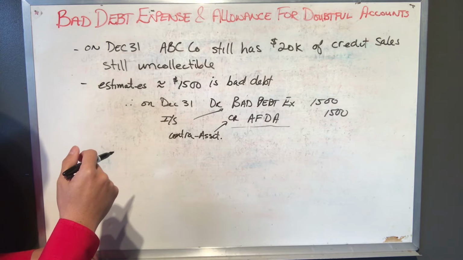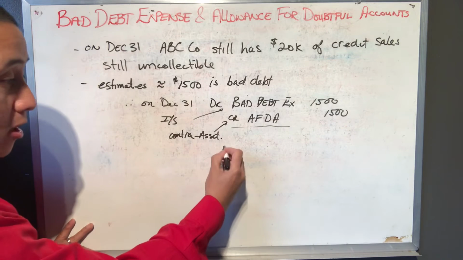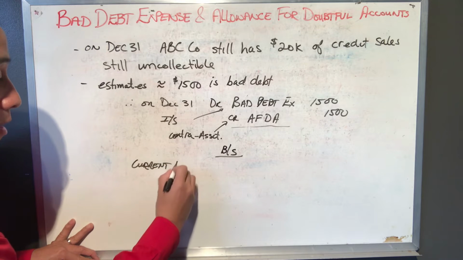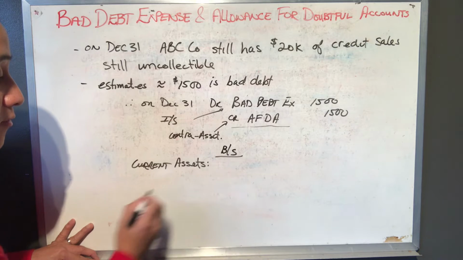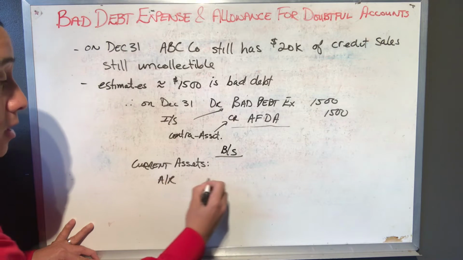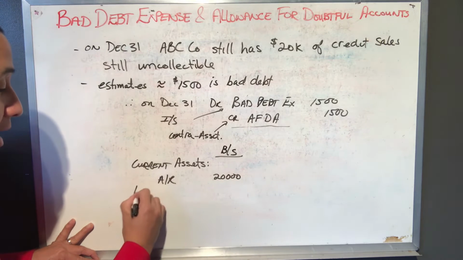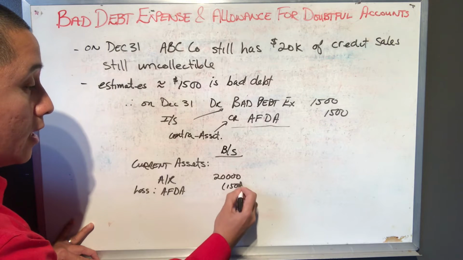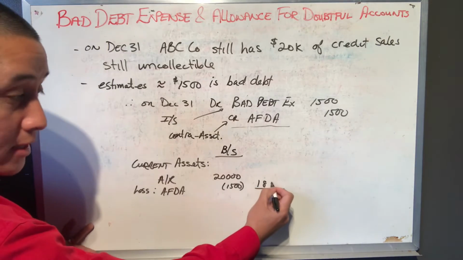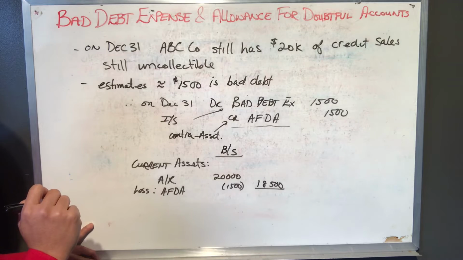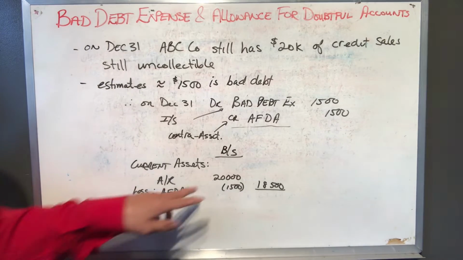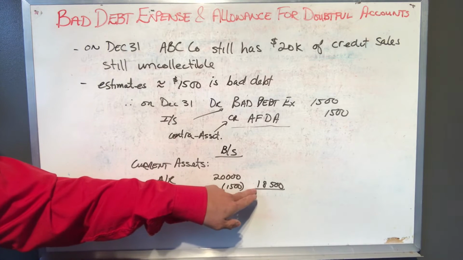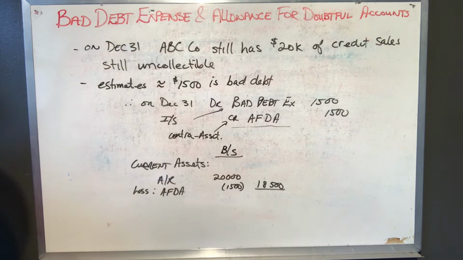So here, if we were to look at our balance sheet, let's say under current assets, because remember, accounts receivable is quite liquid, so it tends to be easily converted to cash. You have accounts receivable, 20,000, and then less allowance for doubtful accounts of 1,500, and therefore the subtotal here would be 18,500. So even though the 20,000 is legally owed to ABC, only 18,500 is a realizable value. That's how much they can collect.